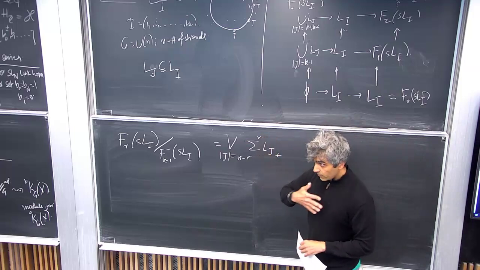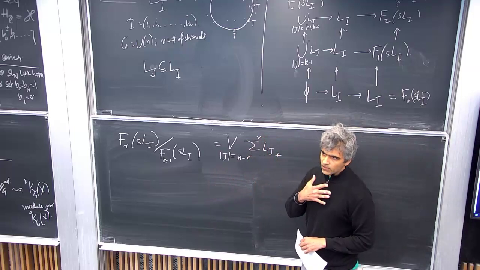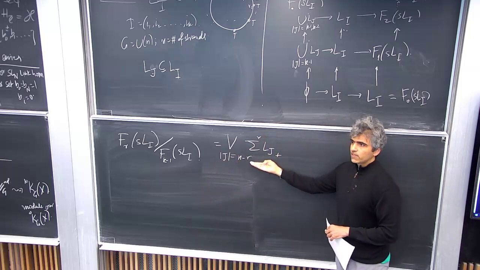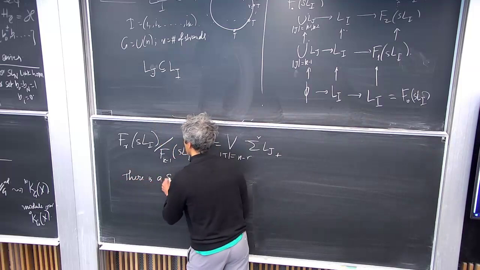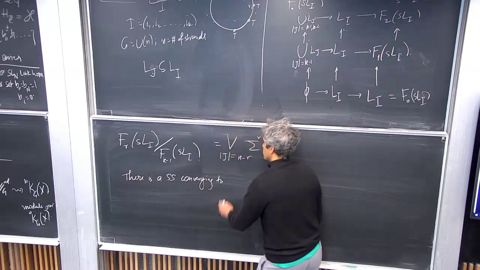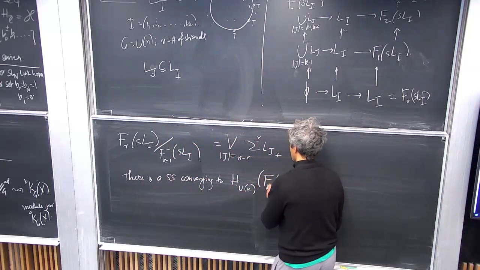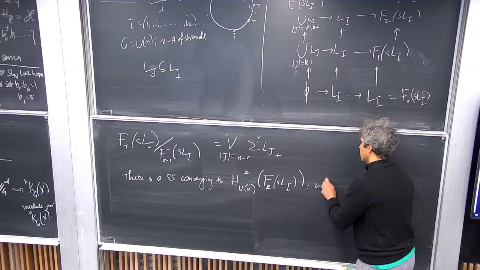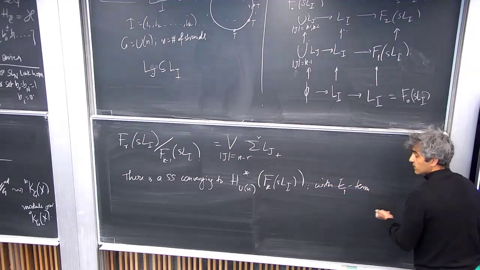Now, whenever you have a filtered equivariant object, you always have a spectral sequence. You have a spectral sequence that converges to the direct limit, or the union, of these spaces. And its E1 term is just the cohomology of these guys. So there is a spectral sequence converging to the equivariant cohomology of Fk of SLi with E1 term basically the chain complex we had before.